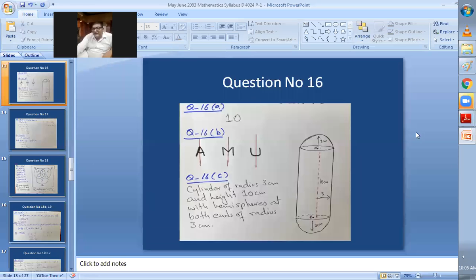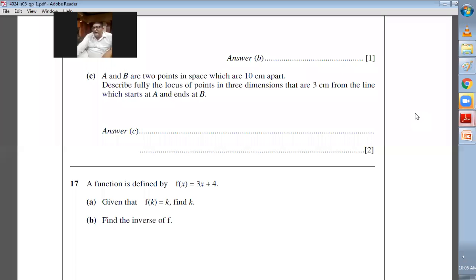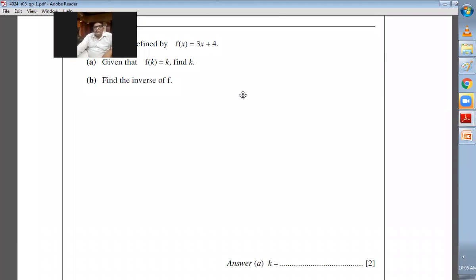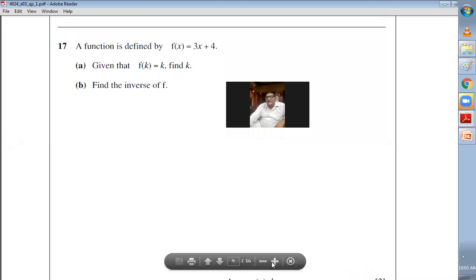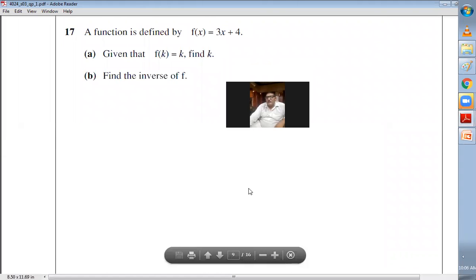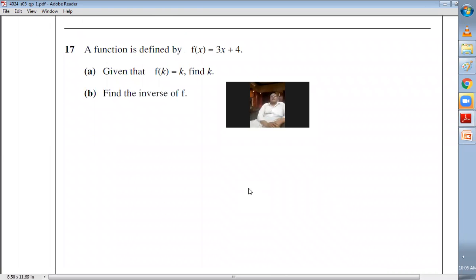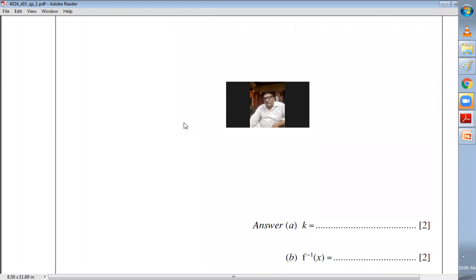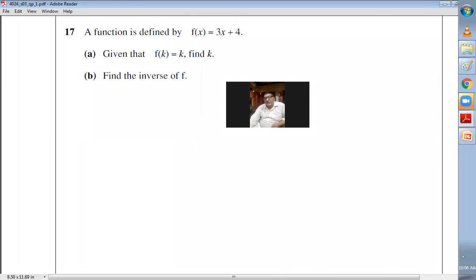So that was question number 16, A part, B part. Now move to the next question. That's question number 17. Let's increase the size. Now question number 17, 2 marks question. Here a function is given, f of x equals 3x plus 4. Given that f of k is equal to k, find the value of k. And then the B part is find the inverse of f. 2 marks, 2 marks. These are the marks. That's question number 17.